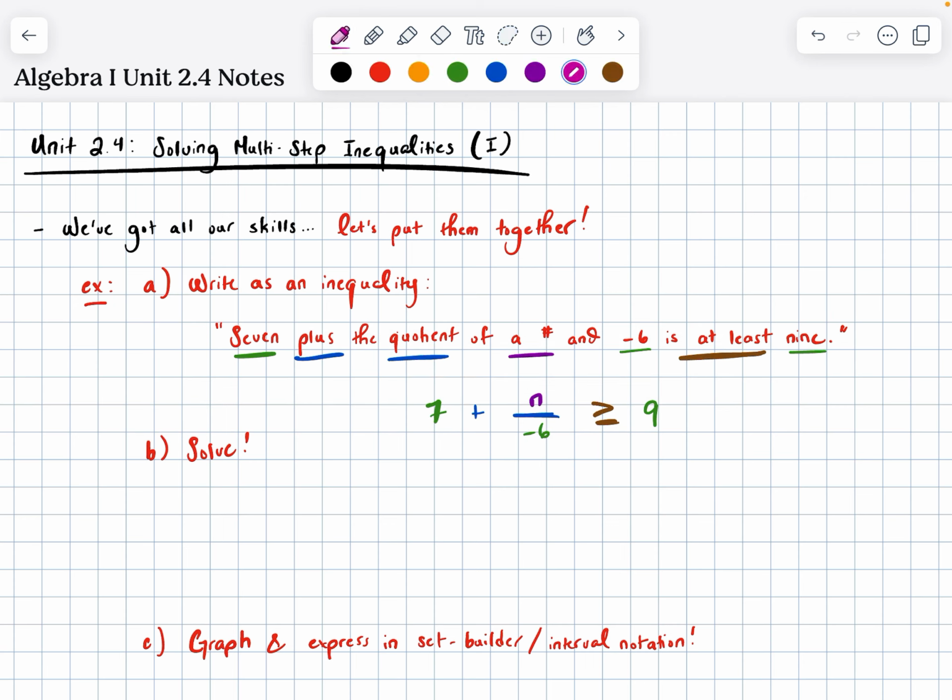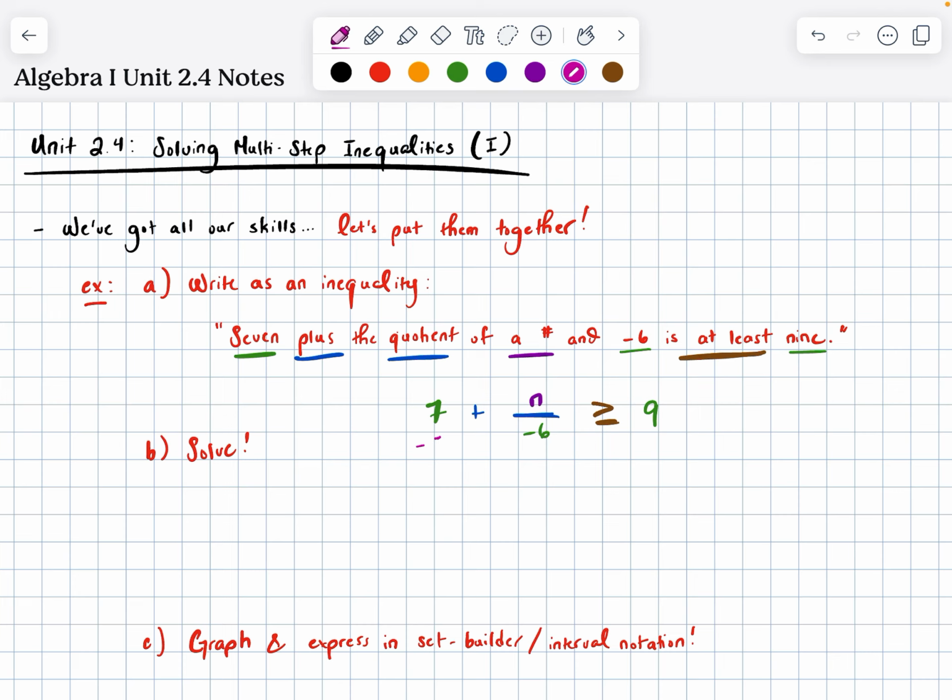Let's solve for n. So we saw from our properties of inequality, just like an equation, the idea of inverse operations, with one small exception, works exactly the same way as we would expect. So let's take our 7 in this case. Think of my SADMEP, my reverse order of operations. In this case, I've got some AS that I can get rid of before some MD. So I'll minus 7 from both sides. 7 minus 7, these go away. I've got n over -6 is greater than or equal to 9 minus 7, which is 2.